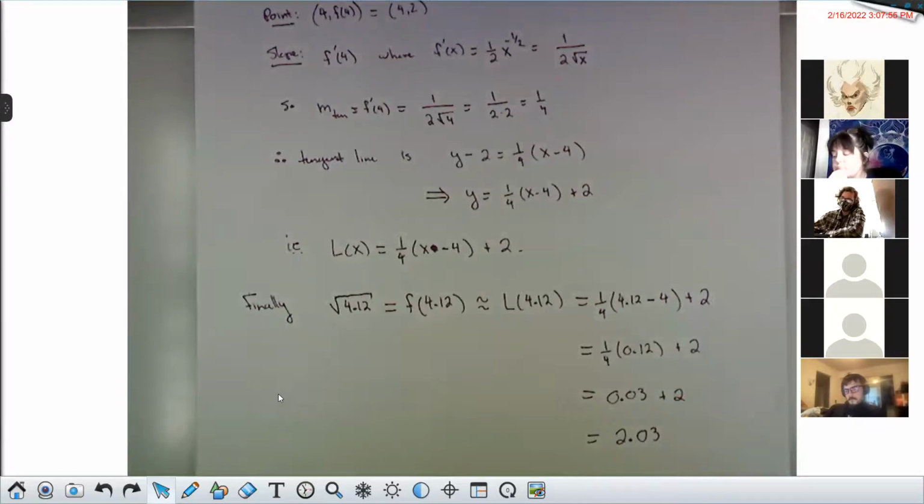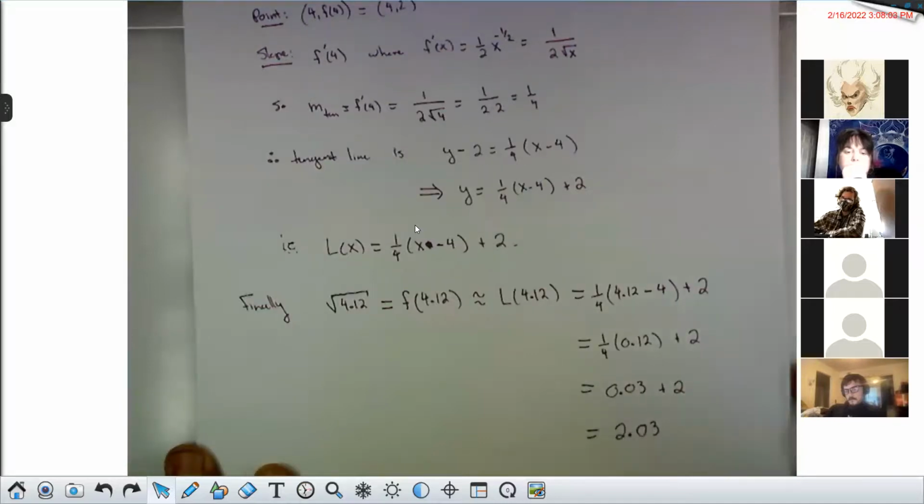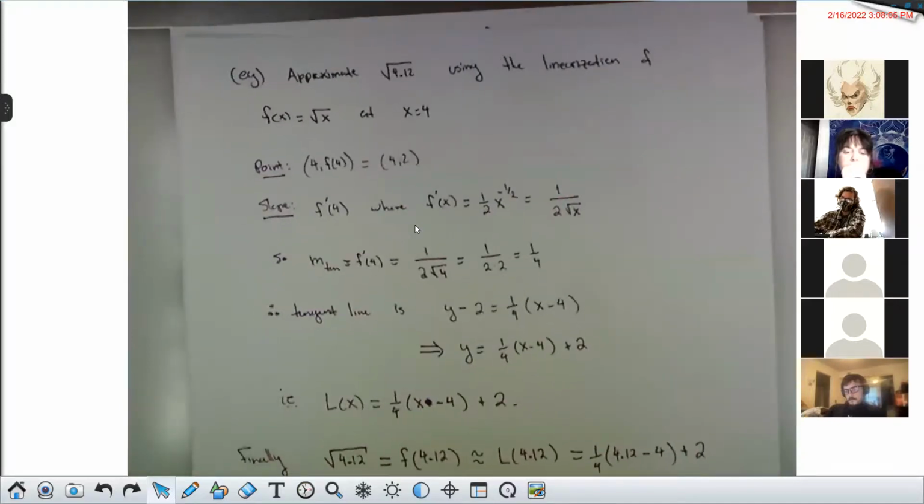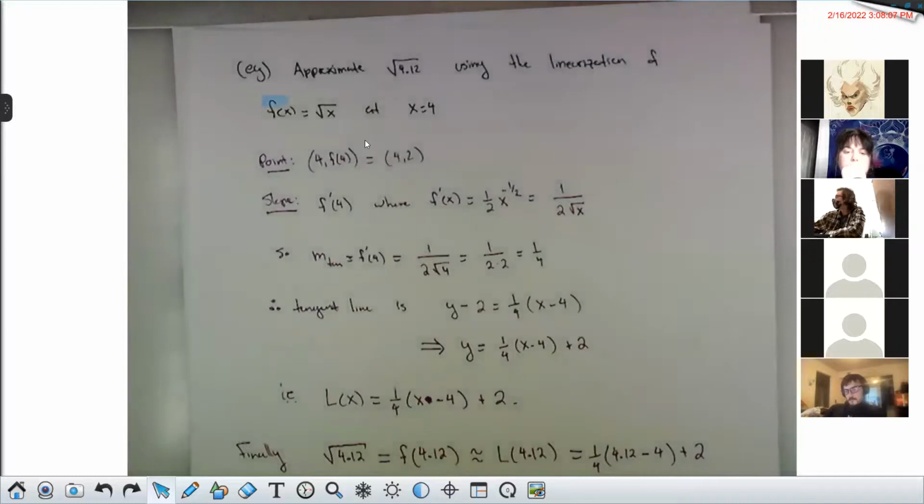There is a step sometime in these problems where you need to think more carefully about the x value you're going to plug in. So if I used, instead of f of x equals the square root of x, f of x equals the square root of 1 plus x, then in order to get the 4.12 under my square root, the x value I would be plugging in is 3.12.